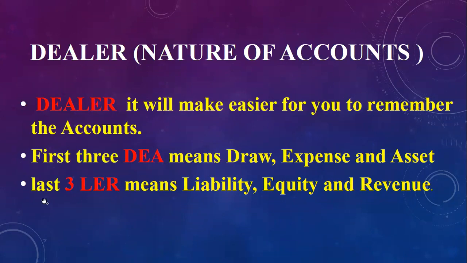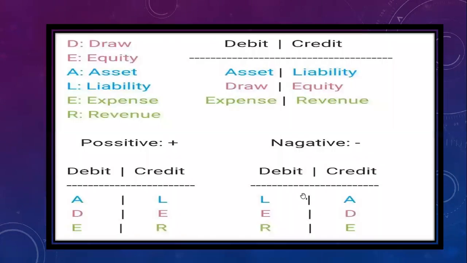Then we have another rule. These are the last three letters, LER, and LER means liability, equity, and revenue. To memorize these words, DEALER, you must remember how it abbreviates: drawing, expense and assets, liability, equity and revenue. Here I use the word equity. Equity is the synonym of capital account. Clear? Here you can see this DEALER given in a vertical way: drawing, equity, asset, liability, expense and revenue.